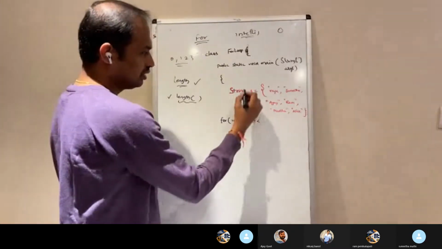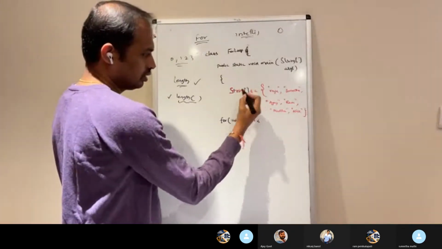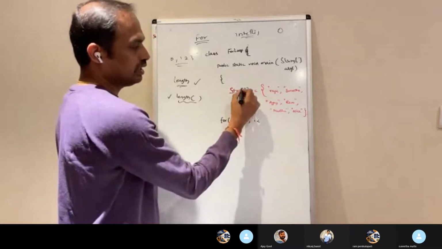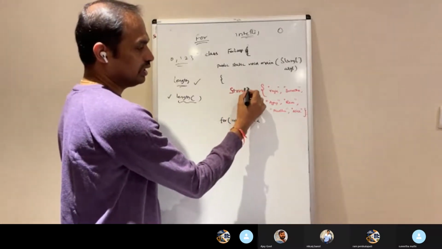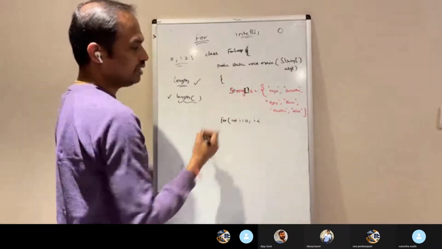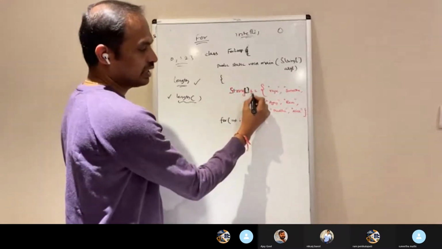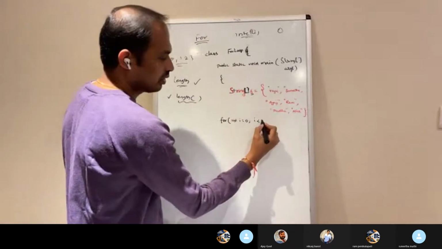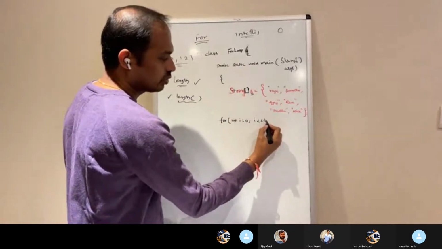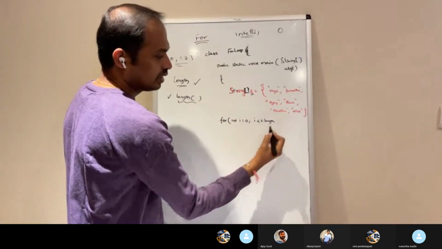What is the array here? We need to keep the string, right? We need to initialize the array like this. So what is the array here? Yes, the array is s, right? s dot length, to get the length. s dot length.